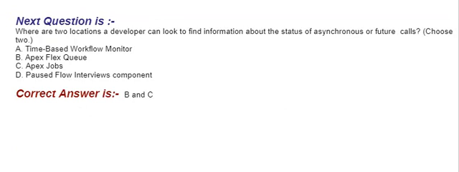Next question is, what are two locations a developer can look to find information about the status of asynchronous or future calls? Choose two. Option A. Time-based workflow monitor. Option B. Apex Flex Queue. Option C. Apex Jobs. Option D. Paused flow interviews component. Correct answer is option B and C.